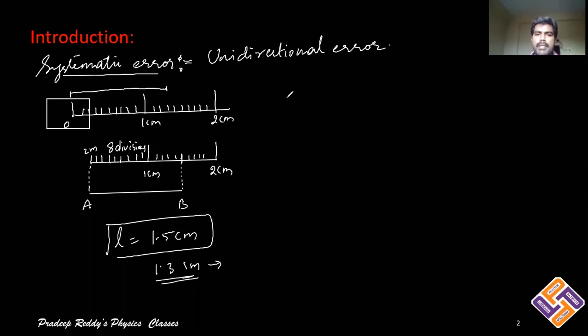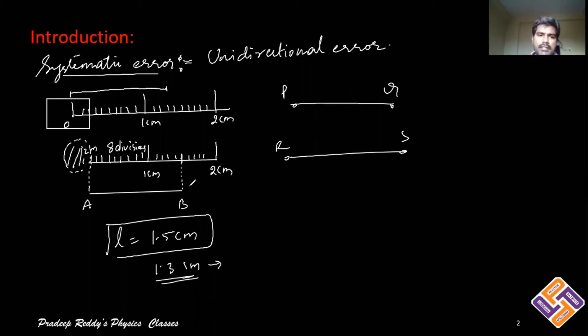Now, when you are measuring length AB, you are getting 1.5. If you take another length, say PQ or RS, any measurement you make with the same scale, this 2 millimeter error incorporated in the scale remains as it is. Such an error, which always occurs only in one direction, is said to be a systematic error. Systematic errors can be corrected.